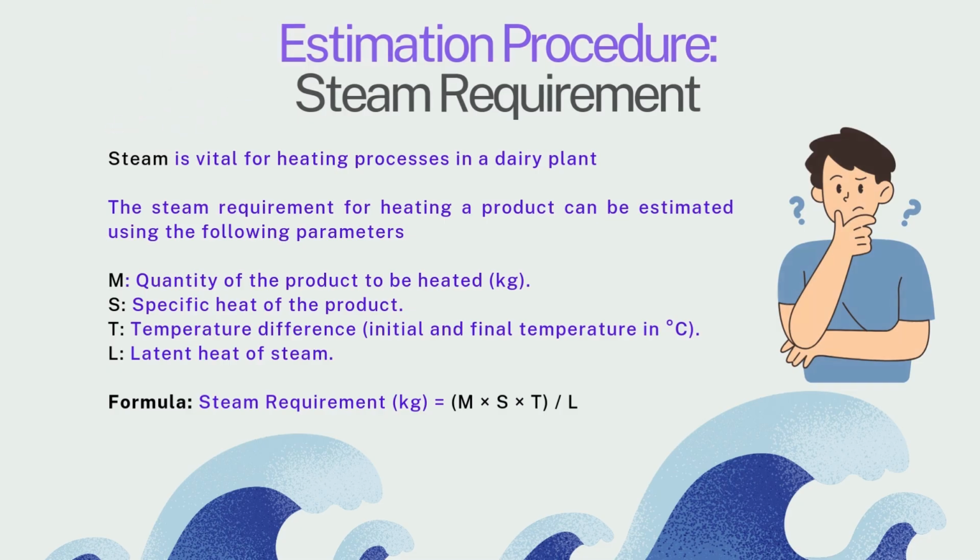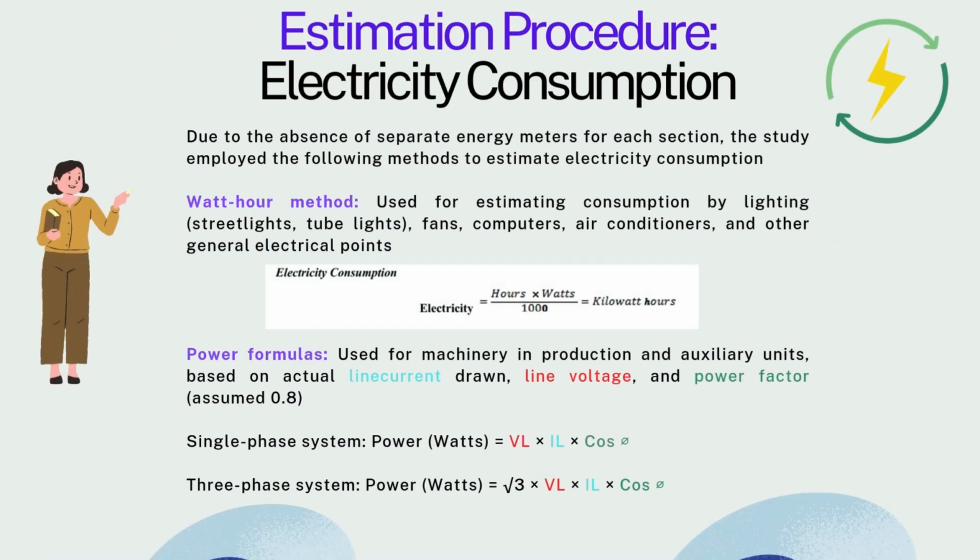Alright, moving on, let's discuss how we estimate electricity consumption. In this slide, we will see about estimation procedure, electricity consumption. Due to the absence of separate energy meters for each section, the study employed these methods to estimate electricity consumption. The watt-hour method was used for estimating consumption by lighting, fans, computers, air conditioners, and other general electrical points. Electricity consumption equals hours times watts divided by 1000 equals kilowatt hours.